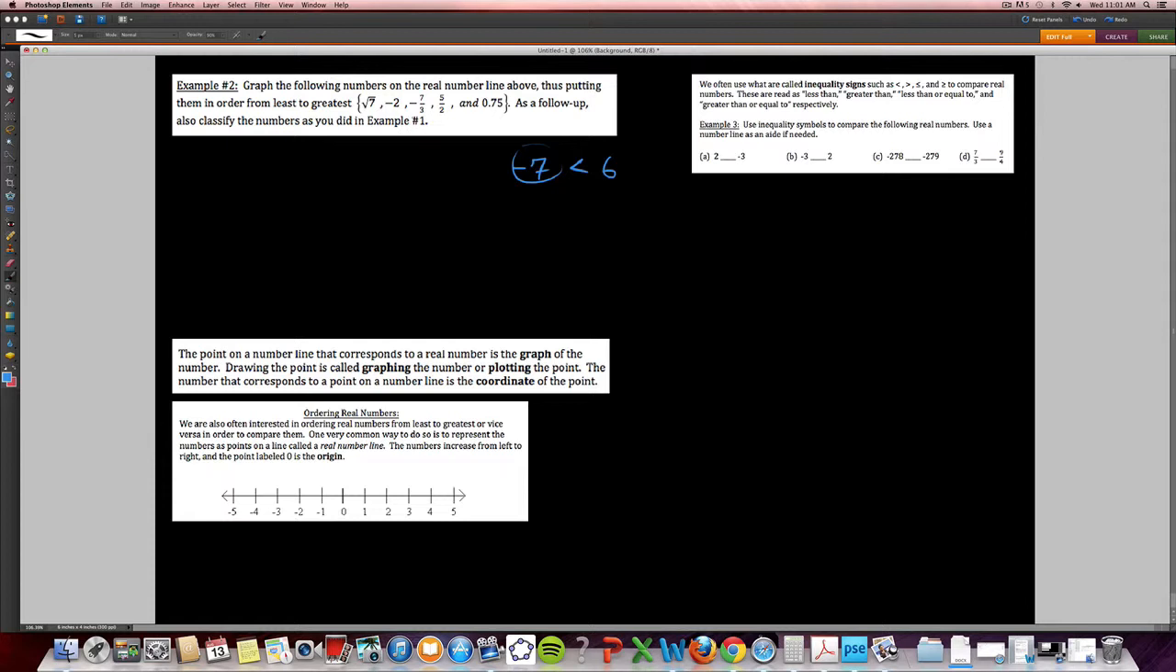So now, again, the question becomes, how could we put these on the number line? And I think the first thing we want to look at here is this.